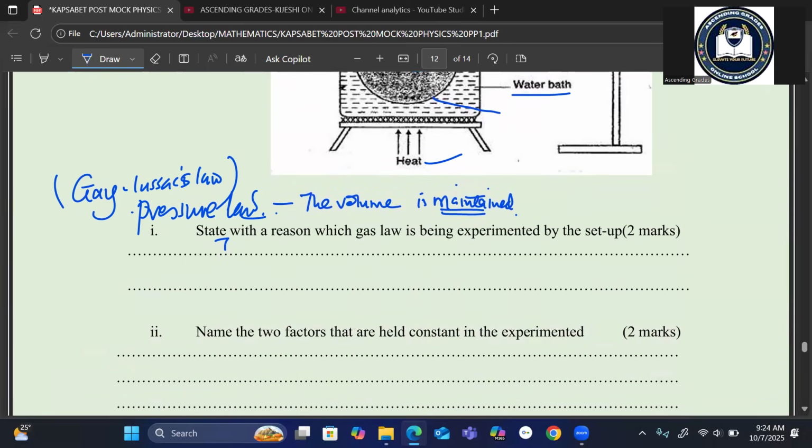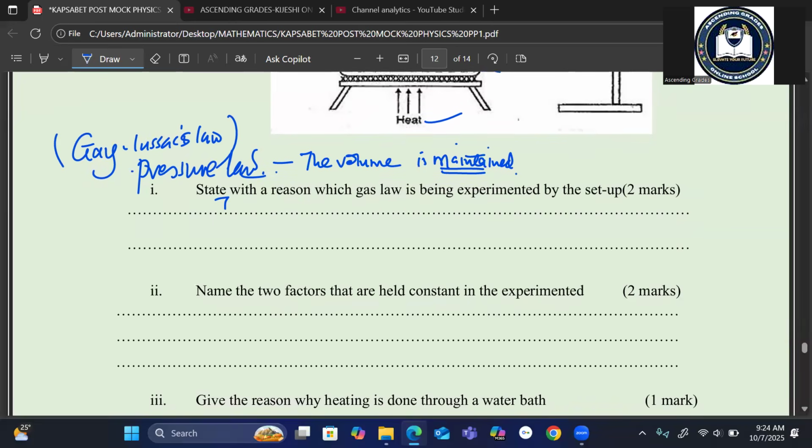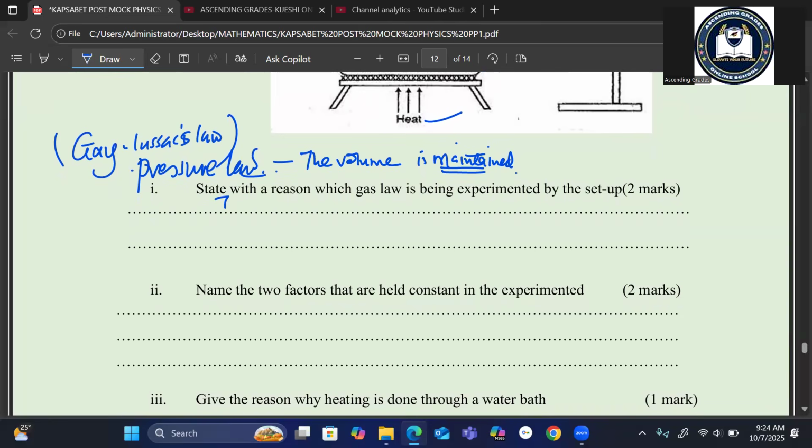Name two factors that are held constant in the experiment. Number one, we have the volume. And number two, we have the mass of the contents.